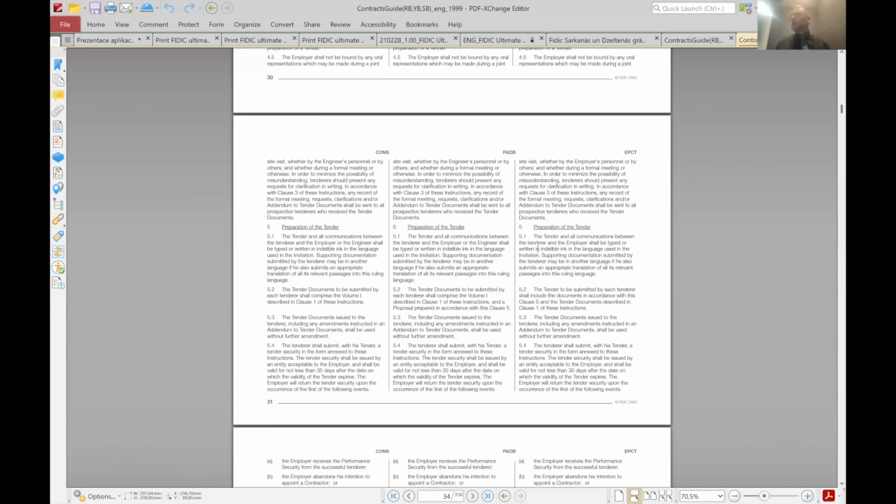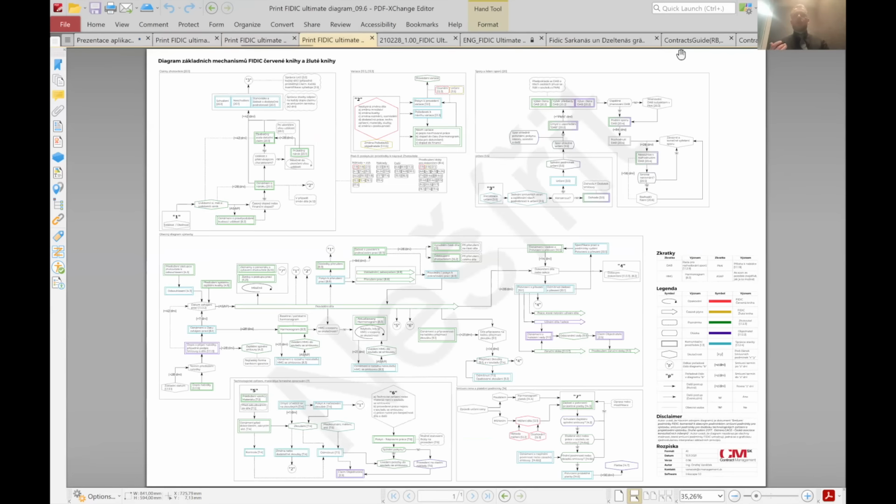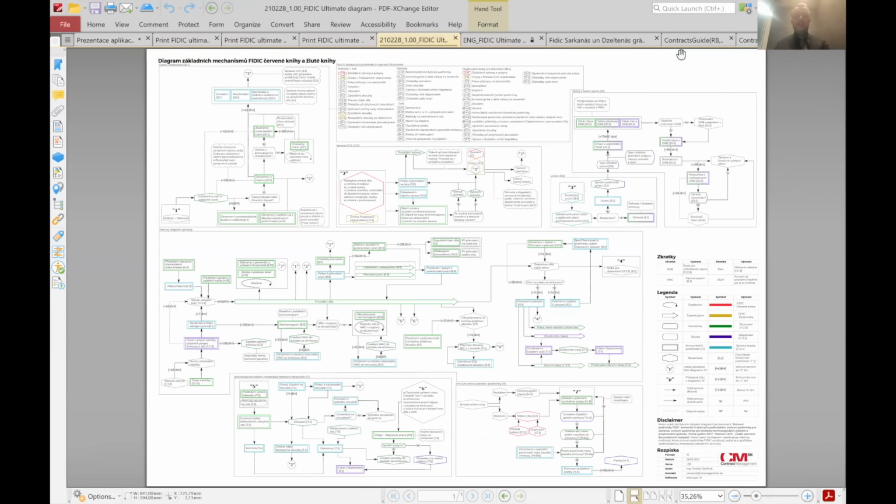You can buy it on the Fidic store, and I really recommend you to do so, because it happens quite a lot that when using the Fidic contract conditions, sometimes it's really hard to understand what the subclause actually means and what the subclause actually provides.